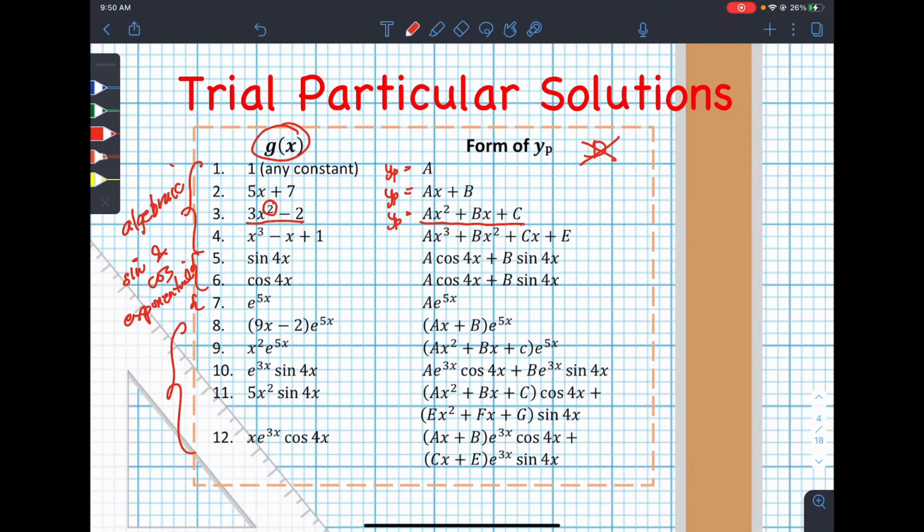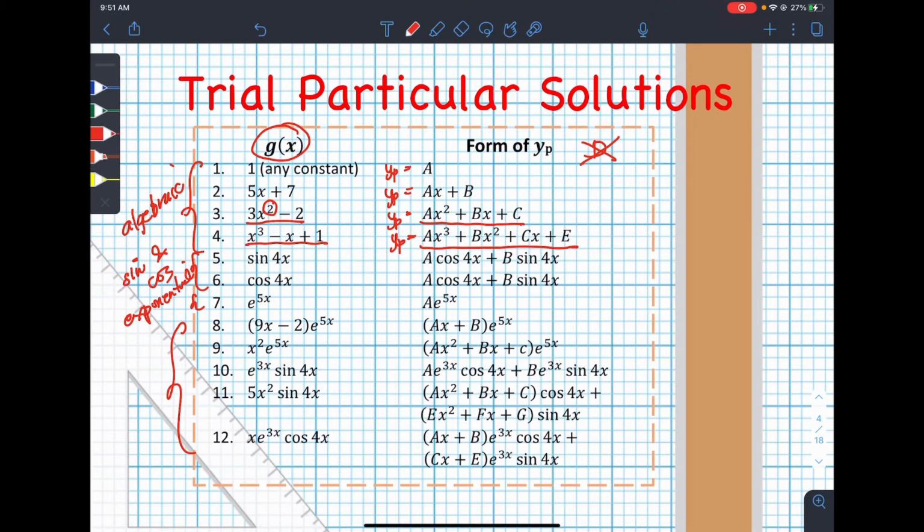So our trial particular solution is always complete. Always complete are our variables. We start at the highest degree down to the constant, whether that is present in the g of x or not. So it's the same here. Look at this: x cubed minus x plus 1. We don't have x squared. However, in our particular solution, they are complete: ax cubed plus bx squared plus cx plus e. So that is how to write our particular solution given that our g of x is constant, or given that our g of x is algebraic.